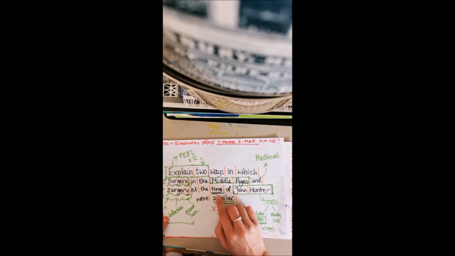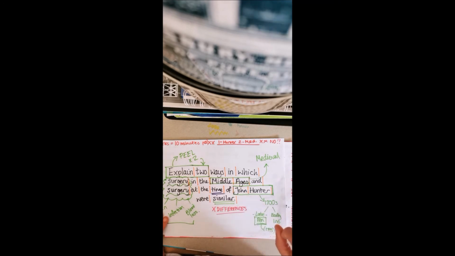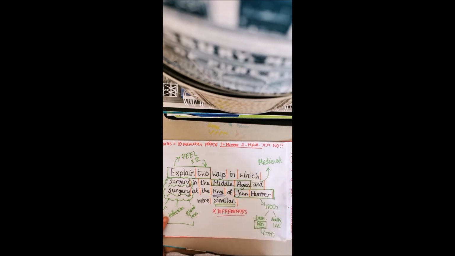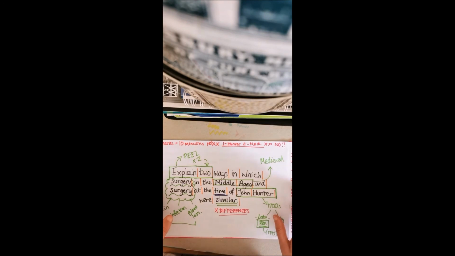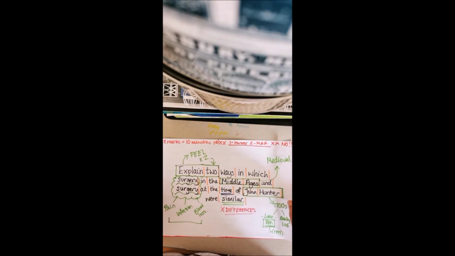And also it's asking about the time of John Hunter. So it's not asking about Hunter specifically. They're just name dropping him in there. So you've got a kind of time period. And we're looking at similarities, no differences. Okay, you don't get any marks for differences. And if your whole answer was based on how things were different, then you'd get 0.